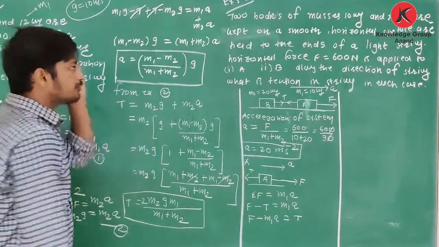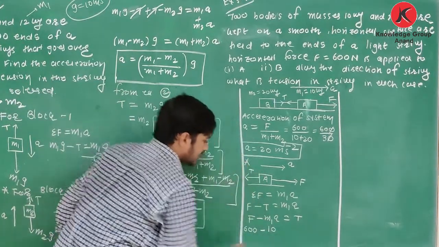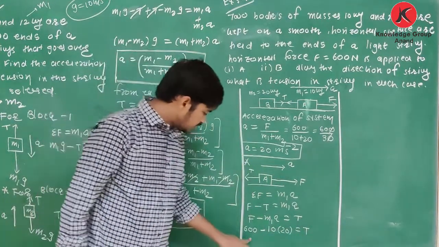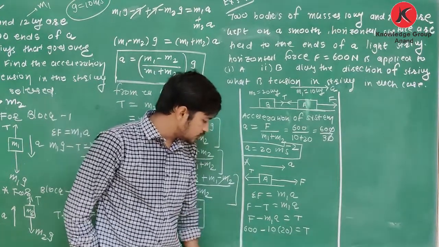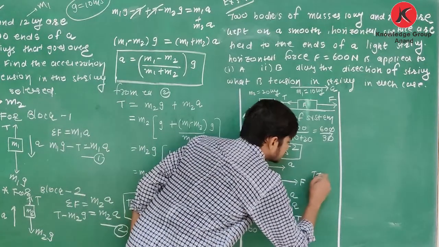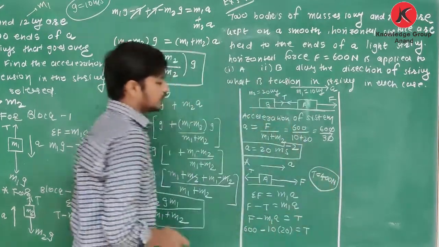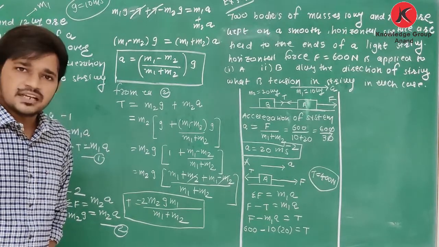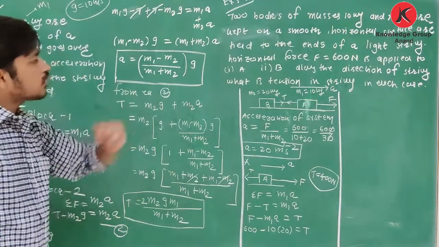F is 600 Newton, M1 is 10, A is 20. So 600 minus 10 into 20, which is 200, is equal to T. So 600 minus 200 is 400. So in this case T is equal to 400 Newton. Clear about this? Any doubt? So it is one case.